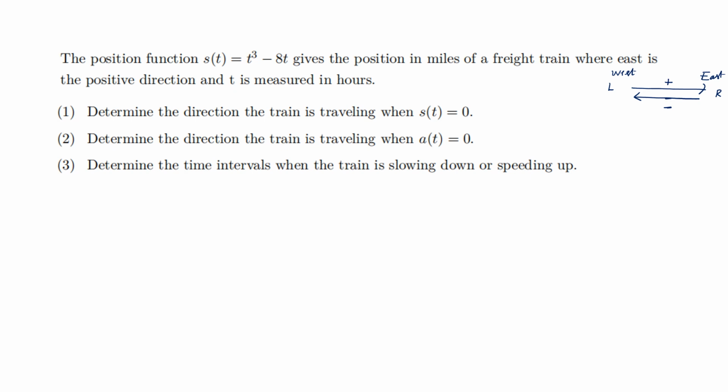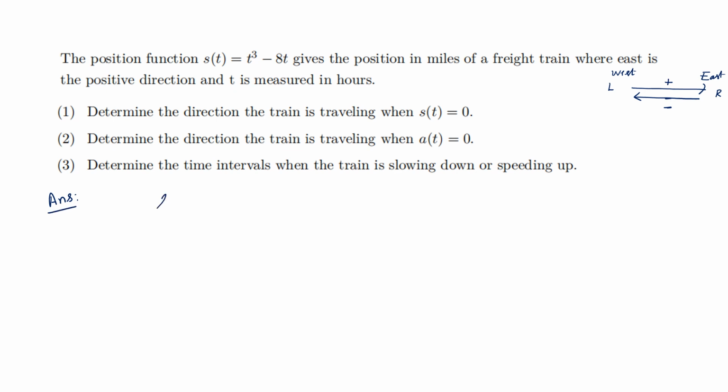Second question, determine the direction the train is traveling when a of t equal to 0. Acceleration function equal to 0. What is the direction of the train? So you have to assume a of t equal to 0. What is the value of t? At that time t, we can find out the direction of the train and determine the time interval when the train is slowing down or speeding up. So one by one we can find out here.